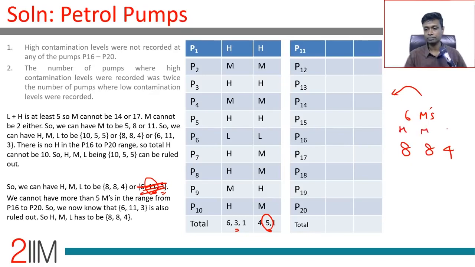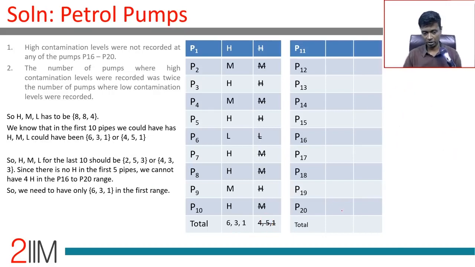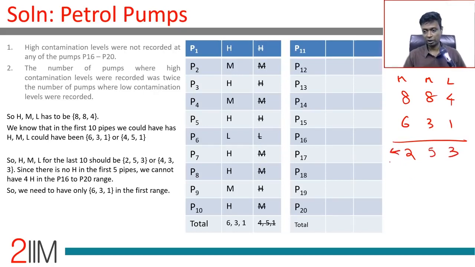H, M, L. Now, this could be 631 or 451. Think about this. 631 or 451. The total is 884 for high, medium, low. We could have 631, in which case the remaining 10 would be 2, 5, 3. This is P11 to P20. Or if you have 451, it would be 4, 3, 3.